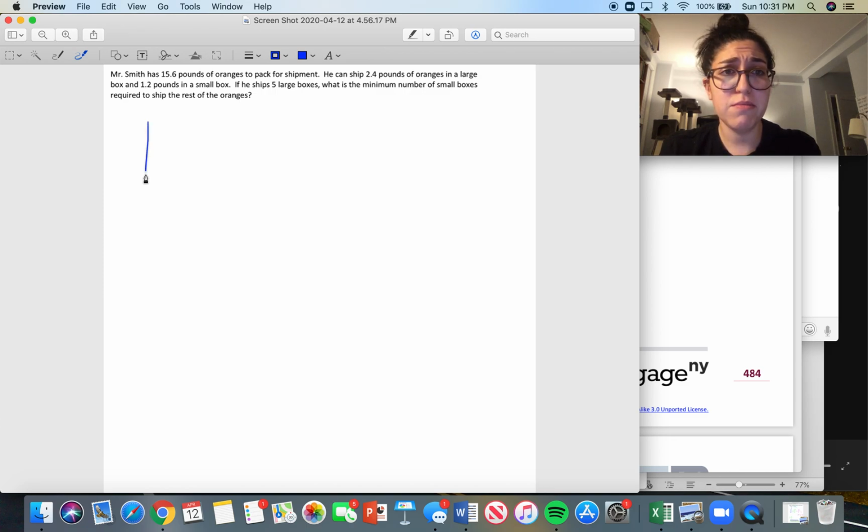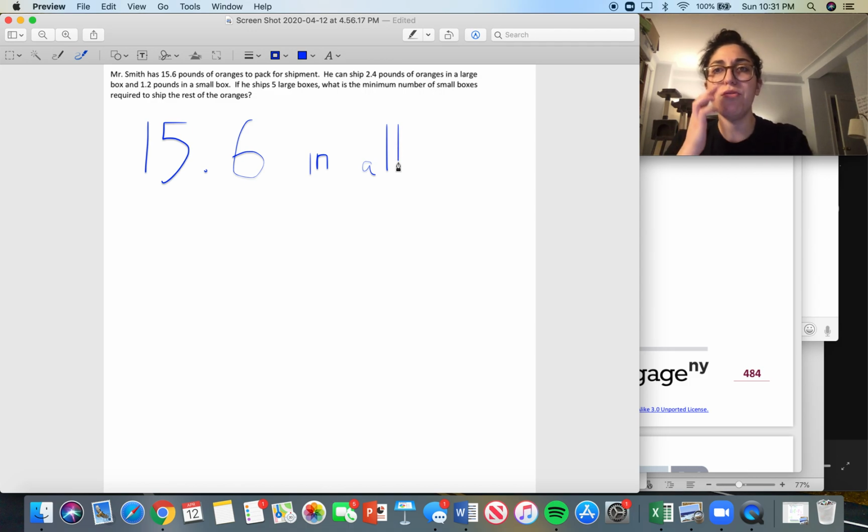We know that Mr. Smith has 15.6 pounds of oranges in all, right? That's the total. So going back to the math terms we've been talking about, in a division sentence, since this is the total, this would be my dividend. This is what I am dividing. This is my total amount. So it then says he can ship 2.4, and this is important, I'm going to underline that.